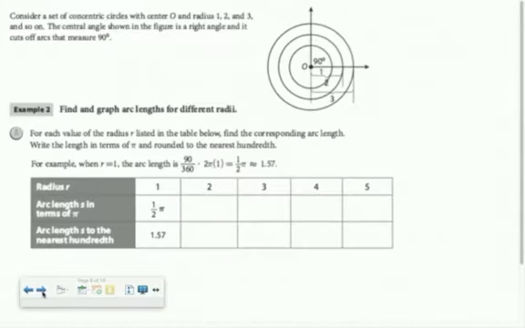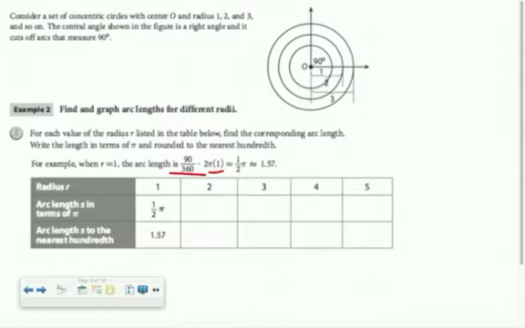In this example, they're asking us to consider a set of concentric circles, and the radius of those circles is increasing 1, 2, 3, 4, etc., and that the central angle is 90 degrees. So it's asking us to find the arc length based on what that radius is. So they found the first one for us. Here's what they did. 1/4 of 2 pi r. And when they multiplied that together, they got 1.57.